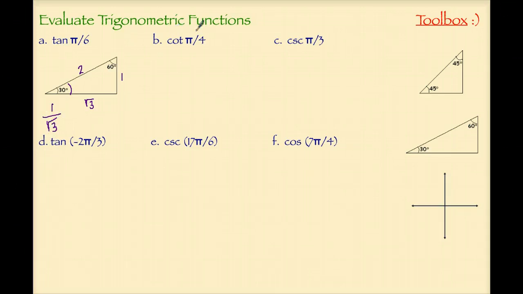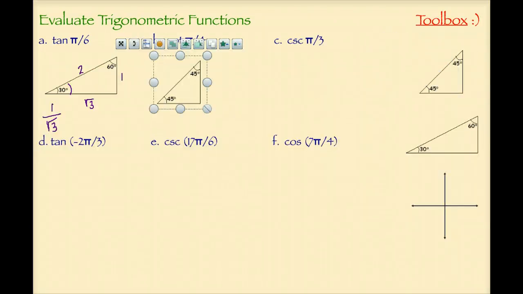Now we want cotangent of pi over 4. First of all, pi over 4 is what angle in degrees? 180 divided by 4 is 45. Therefore, I go over here and use this tool, the 45, 45, 90 triangle, where the sides also have special relationships. 1, 1, square root of 2. Cotangent is adjacent over opposite, and so the cotangent of 45 degrees is 1 over 1, which is 1.